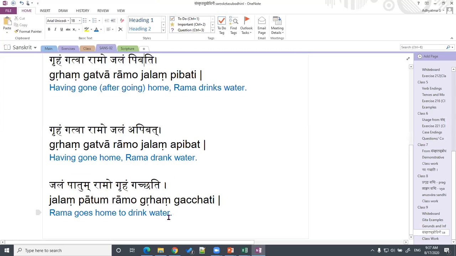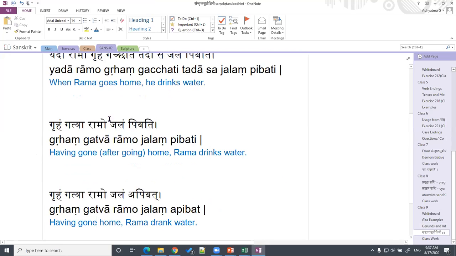Rama goes home to drink water. So Rama goes home, why? To drink water. That's how it comes. And in this case, what does Rama do after going home? Rama drinks water. So both of them kind of indicate the same thing. First he goes home and then he drinks water.